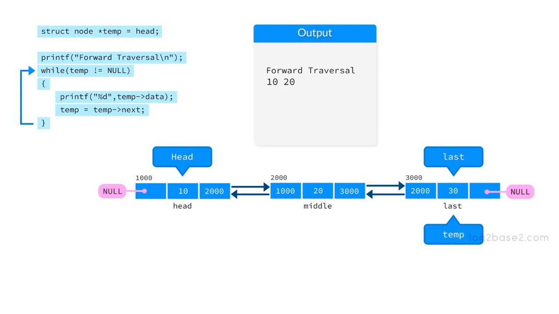And when we check the condition, it is still true. So print the data at address 3000, which is 30. Now move temp to the next node. And now temp equal to null since temp next equal to null. Now check the condition again and it fails. So control comes out of the loop and we got each node's data printed on the screen.